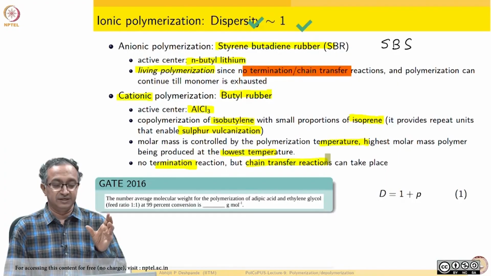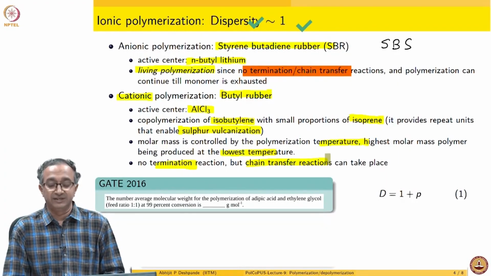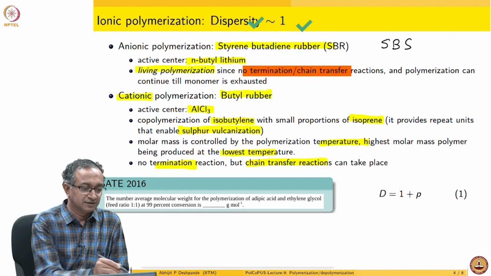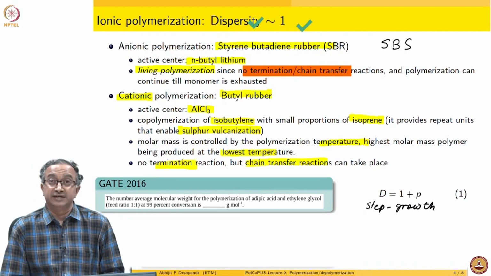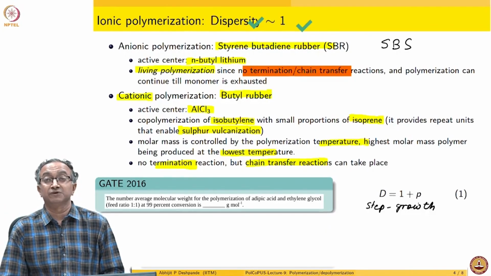Just to contrast the kind of dispersity that we get in ionic polymerization, this is the dispersity that you can obtain in step growth. And if you remember, P is the extent of reaction, the number of functional groups that have reacted to the total number of functional groups that were present initially. So if you have a 99% reaction, D is going to be 1.99. So you can see that dispersity in this case is going to be close to 2 when the reaction goes to completion. As P approaches 1, reaction goes to completion. So therefore, D can be 2 when the reaction is complete.